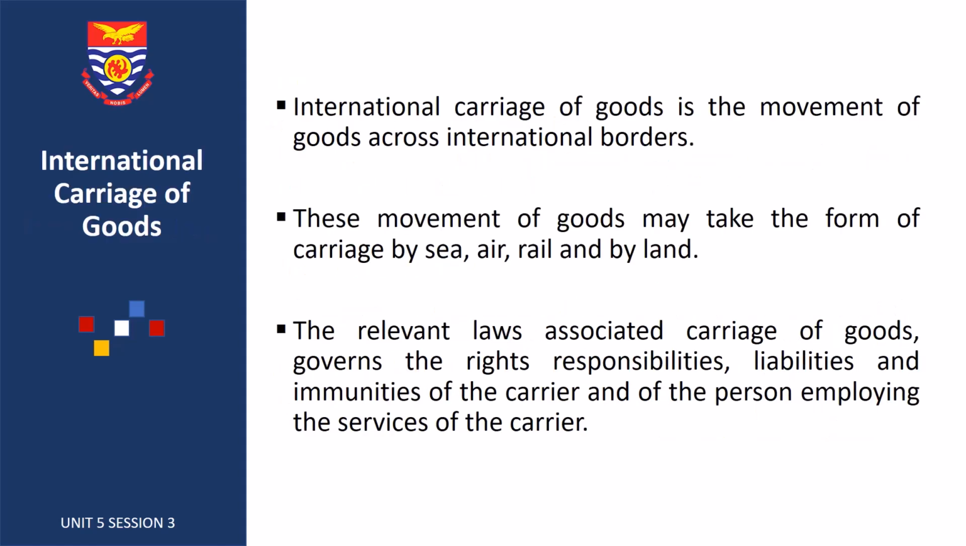So international carriage of goods, here we are saying that is the movement of goods across international borders. So we have carriers all over the world that do that. These movements of goods may take the form of carriage by sea, air, and rail. The relevant laws associated with the carriage of goods govern the rights, the responsibilities, the liabilities, and immunity of a carrier and of the person employing the service of the carrier.